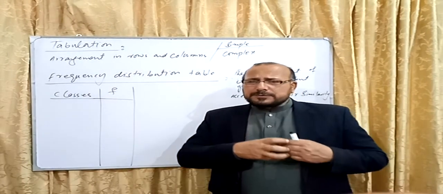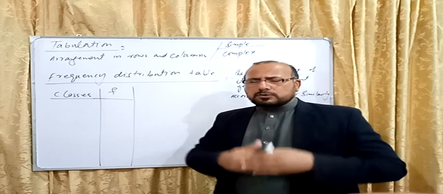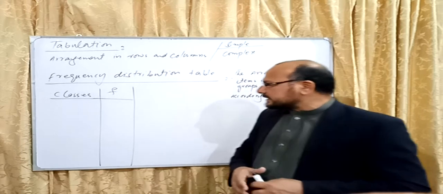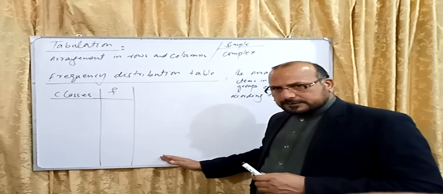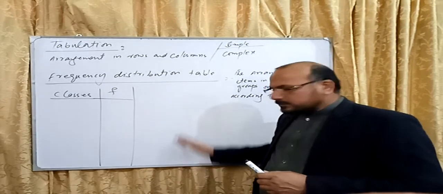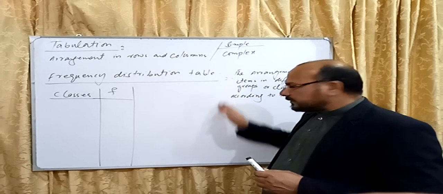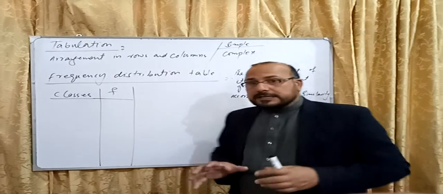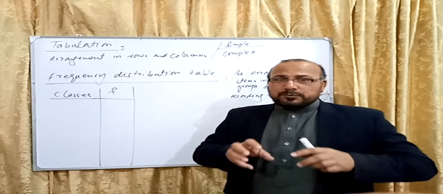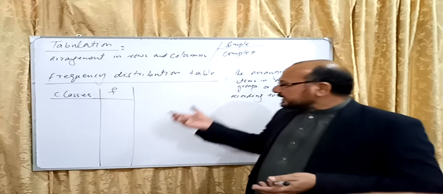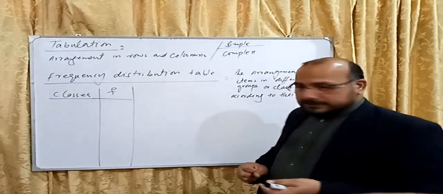Complex means that we have more than one variable, more than one characteristic, to discuss in a table. For example, if we have a column of age of the students, a column of female students, a column of male students, a column of graduate students, a column of undergraduate students, it means that we are making a table with multiple characteristics. That is why that particular table will be called complex tabulation.